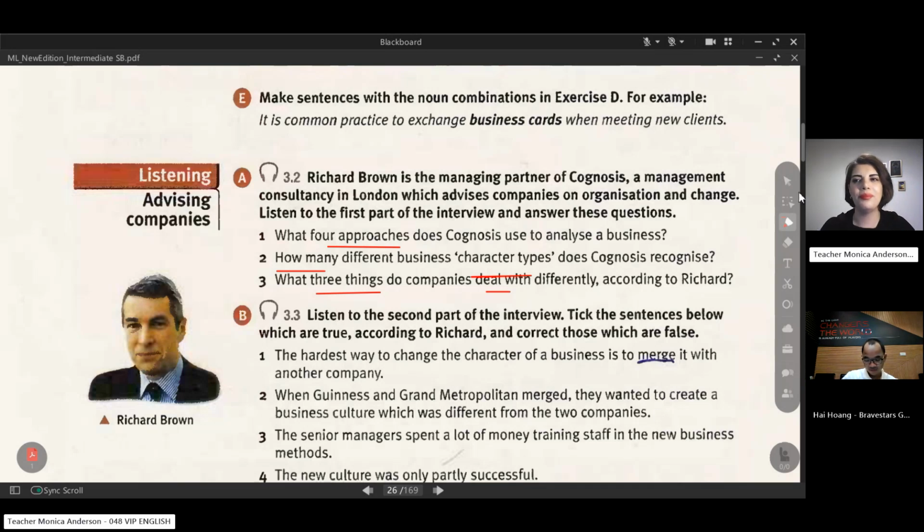Recording 3.2. How does Cognosis analyse the character of a business? Understanding the character or personality of a business is important because it shapes and defines everything the organisation does and can do. So we use a combination of 4 approaches. First, we study the tone and style of the company's communications.